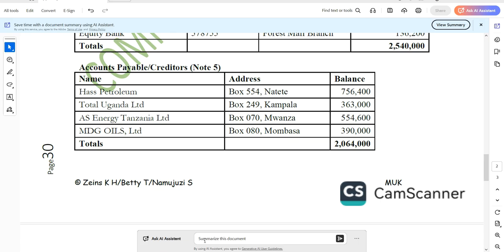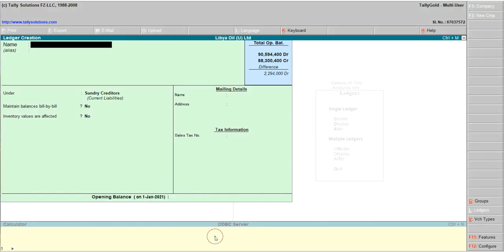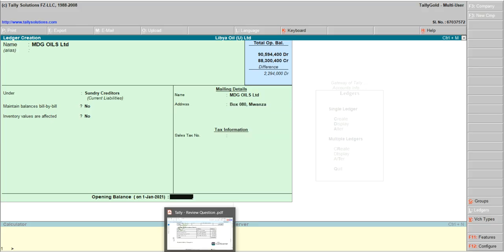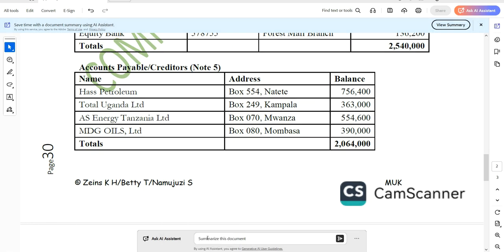MDG Oils Limited, Mombasa. Enter address: box 080 Mwanza. Opening balance is how much? 390,000.